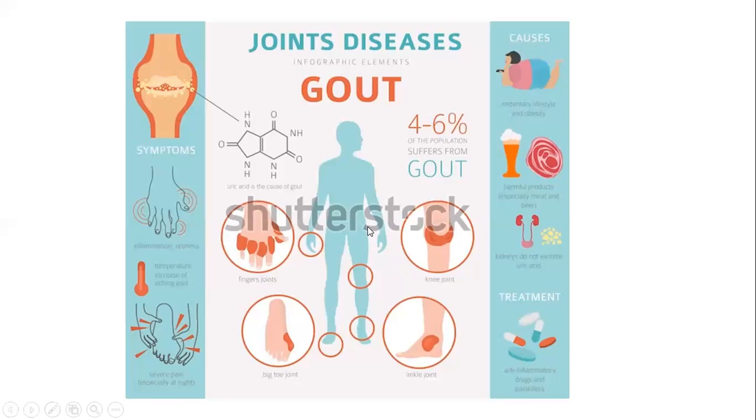Now, the parts mostly affected by gout are the joints of the fingers, the knee joint, the ankle joint, and the big toe joint. Now, why does gout occur? Because of deposition of uric acid in the joints. Gout is a very popular form of disease and it affects almost 4 to 6% of the population.